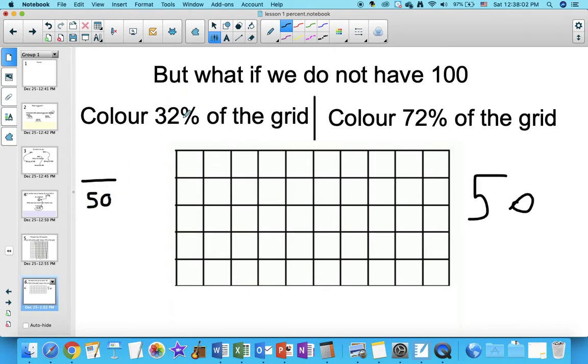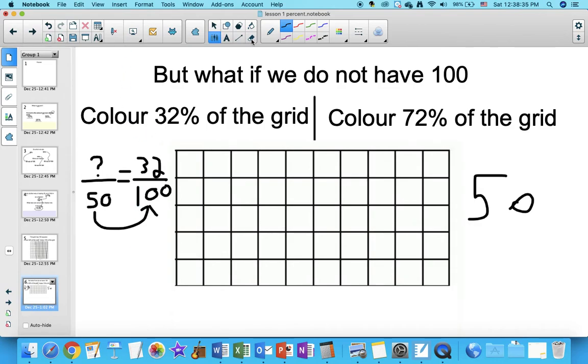We're trying to look for 32% of the grid. So you're trying to find out how many squares do we need to color. So that's what we're looking for. Well, this amount must equal 32%. Well, I'm using fractions here. Well, 32% is the same as saying 32 out of 100. Oh, it's just like proportional reasoning, right? So we've turned 50 into 100 in this case, right?